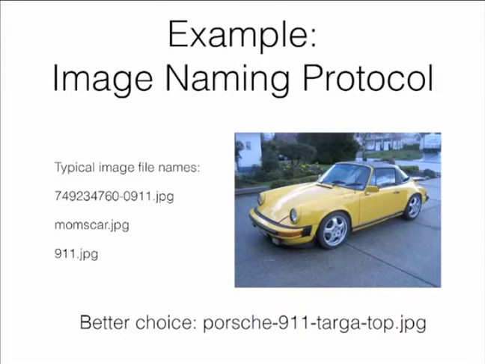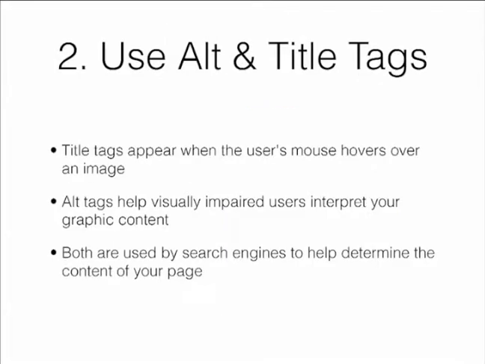So a better choice for naming this particular image might be Porsche-911-targa-top.jpg with hyphens in between. Now that's assuming I've done my keyword research. Remember, that was step one, and I found that the keyword Porsche 911 Targa top is a good high value keyword to use. So I'm going to name my image for the keyword using the hyphens or dashes just to make it easier for the search engines to read.